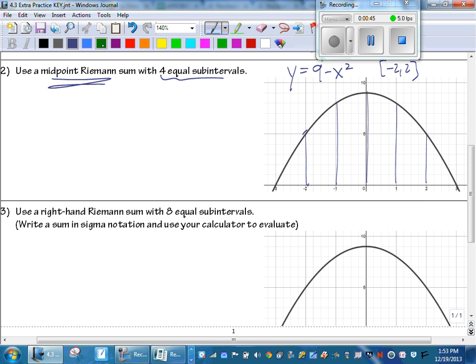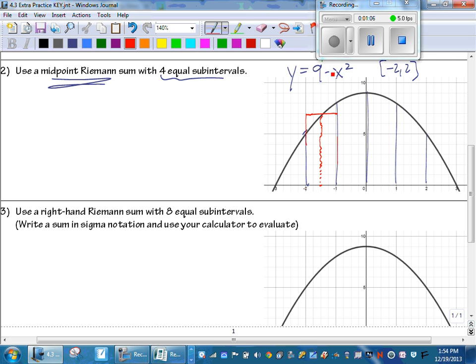That means we're going to get the height of our graph from the middle of this interval. So the middle of -2 and -1, the midpoint would be at -1.5. So we're going to end up putting -1.5 into our graph to find the height of our rectangle.